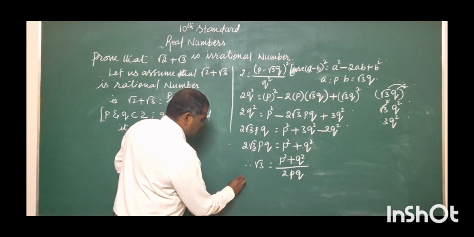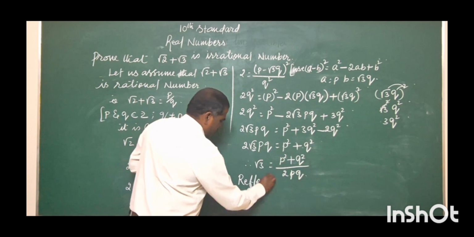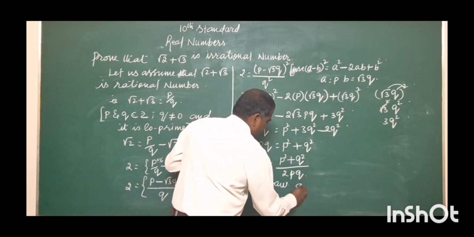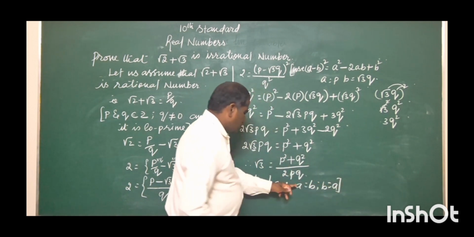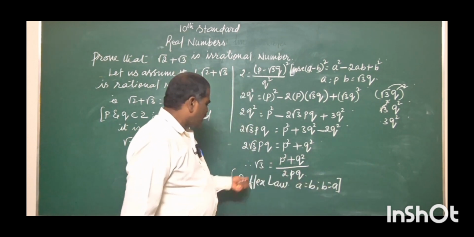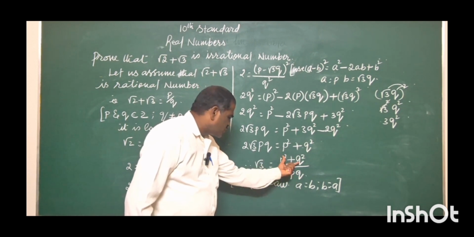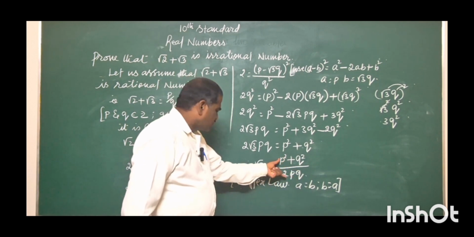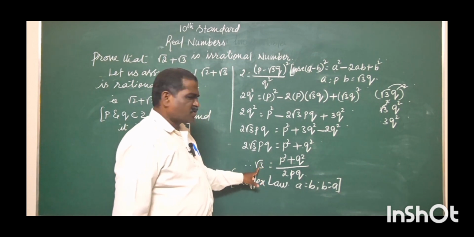We will use the reflexive law. According to the reflexive law, a is equal to b or b is equal to a. Here p square plus q square divided by 2pq has a numerator and a denominator, so it is a rational number. So this is equal to this value, so root 3 also will be concluded as a rational number.